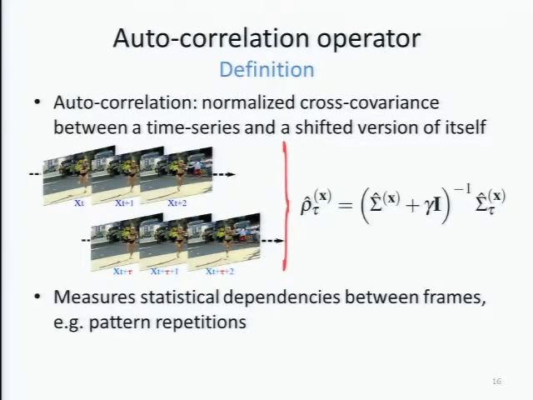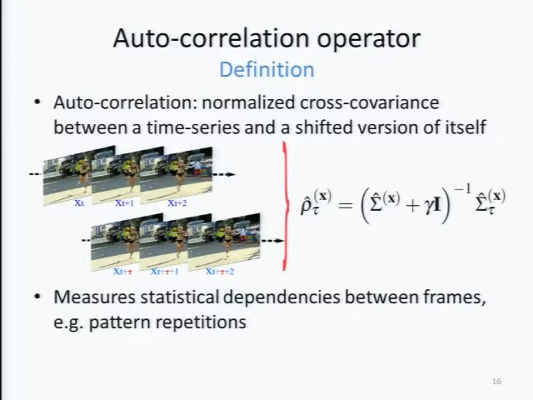Okay, what is the autocorrelation operator? It's the normalized cross-covariance between a time series and a shifted version of itself. So it's the same time series, but just shifted by a certain number of frames. This is the normalization term, and this is the autocovariance matrix. So this is where the first-order terms appear. Okay? But they are dependent on the time.